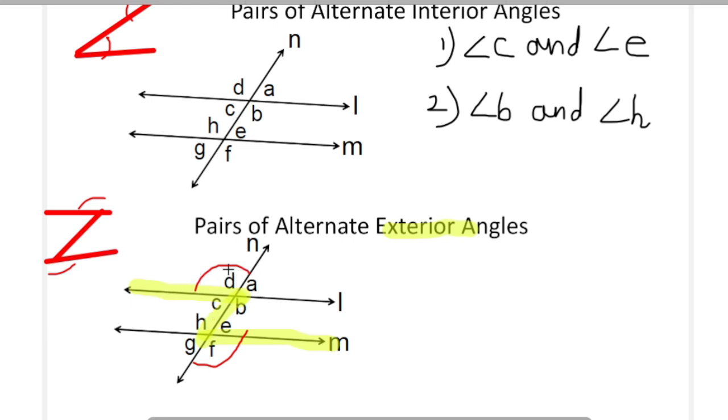Understood the difference? Here exterior, we are taking outside this Z shape. So angle D and angle F are alternate exterior angles. So the first pair of alternate exterior angles is angle D and angle F.